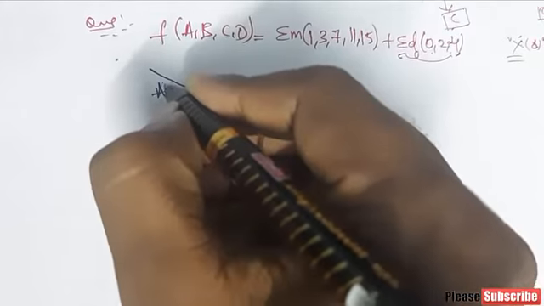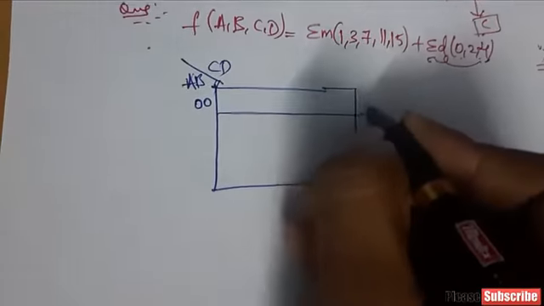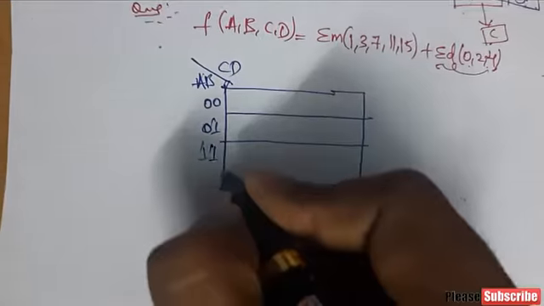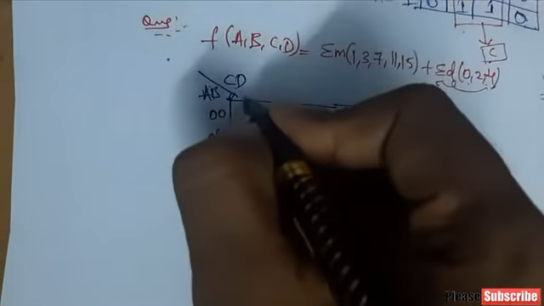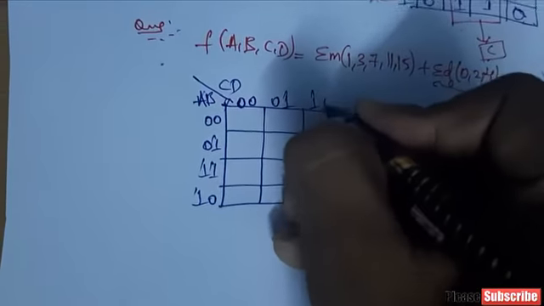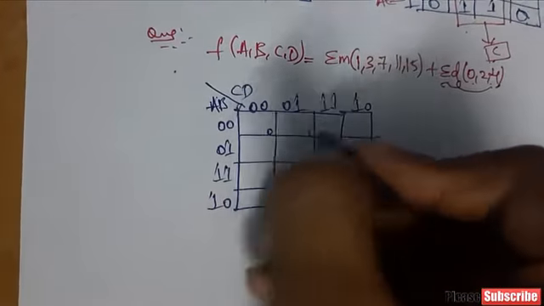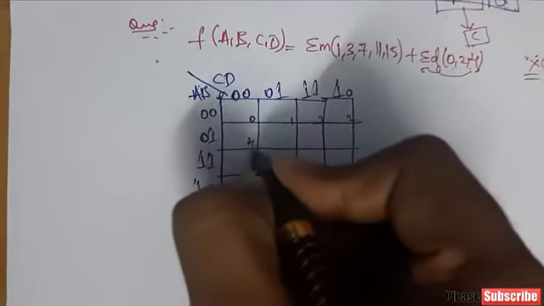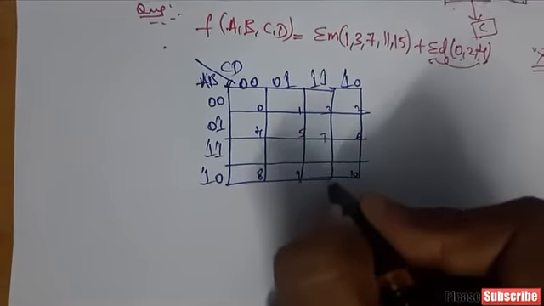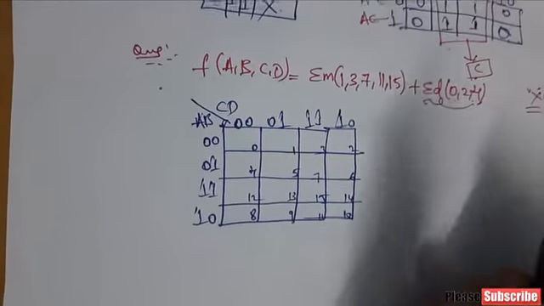A, B, C, D. This will be the 0, 0. This will follow the Gray code sequence, right? 0, 0, 0, 1, 1, 1, 1, 0. This will be the 0, 0, 0, 1, 1, 1, 1, 0. And the cells are numbered 0, 1, 2, 3, 4, 5, 6, 7, 8, 9, 10, 11, 12, 13, 14, 15.